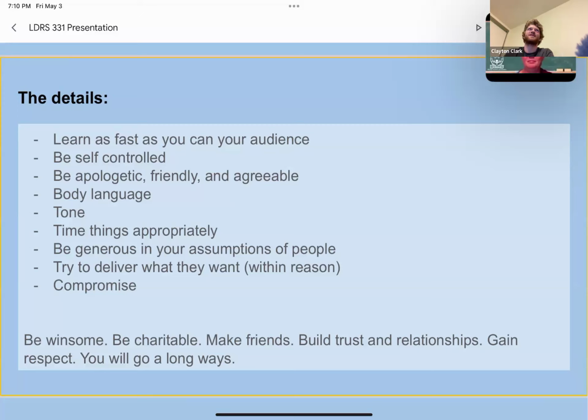Body language. Showcase that you're interested, showcase that you care, lean in, use eye contact. Make sure that you're looking at them. If you're not looking at them, a lot of people are going to think that's rude.